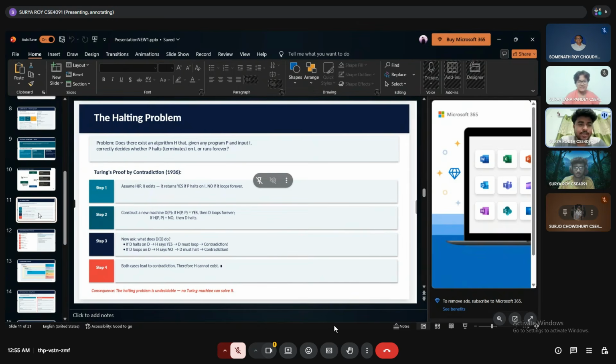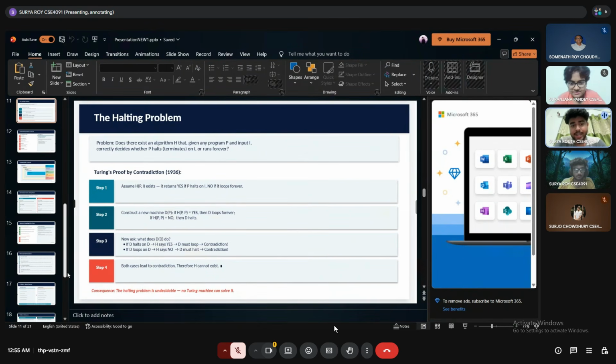So my topic is the halting problem. The problem: does there exist any algorithm H that, given any program P and input I, correctly decides whether P halts on I or runs forever? Turing's proof by contradiction, 1936.